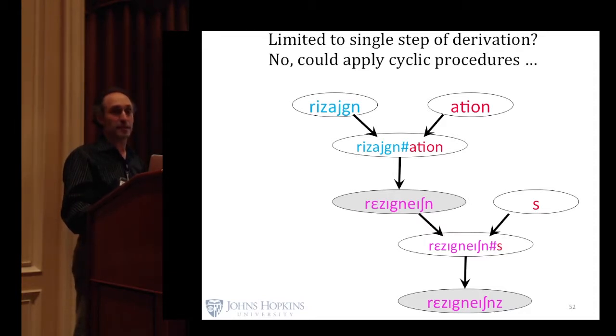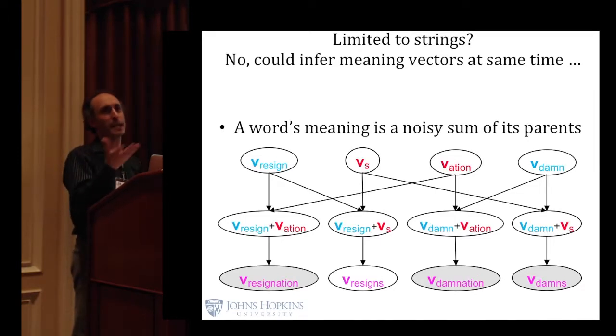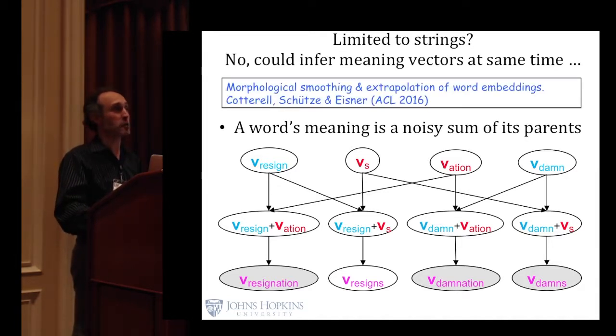Okay. Is it limited to just doing strings? No, we had another paper where we're doing meaning vectors at the same time. So every word is represented as an embedding in meaning space, and it's an approximate sum of its parents plus Gaussian noise. This has exactly the same structure of the model. And you could do them at once.